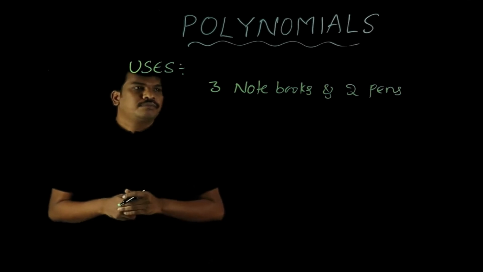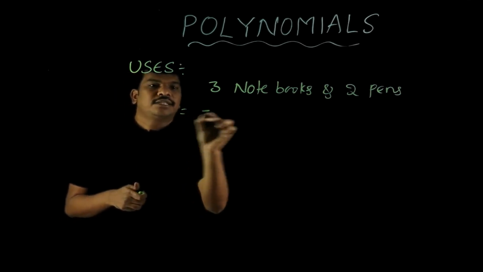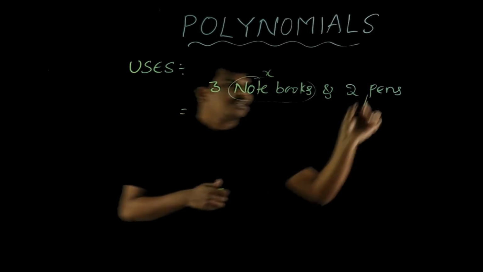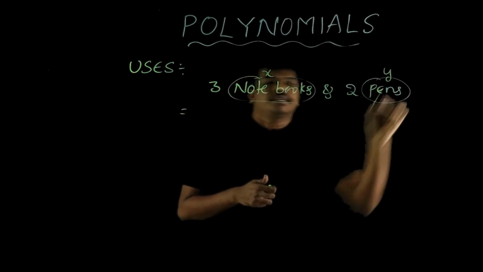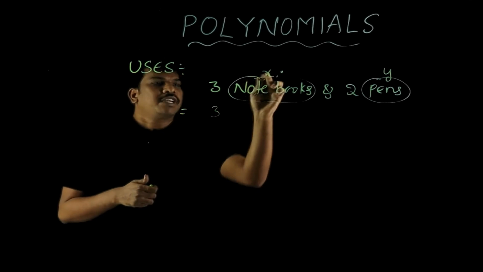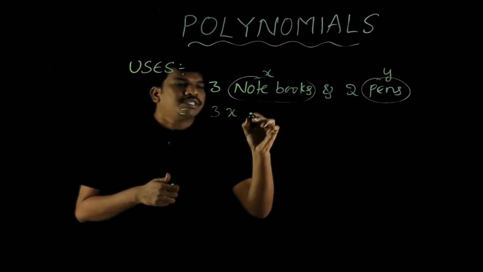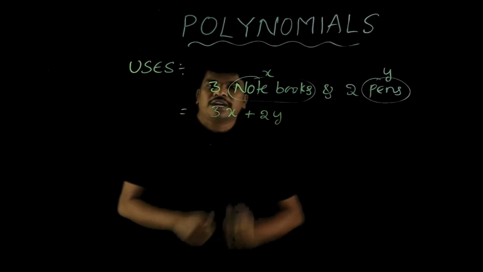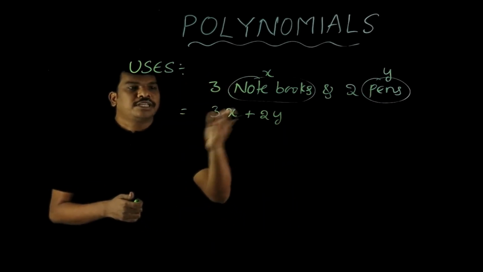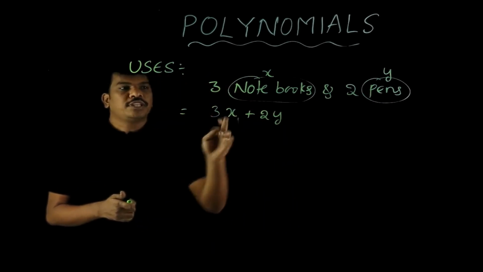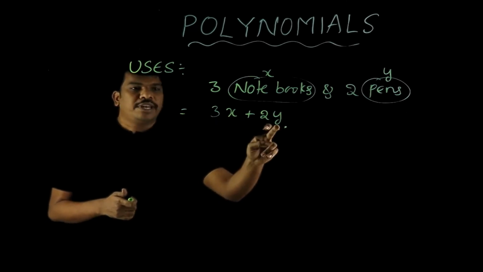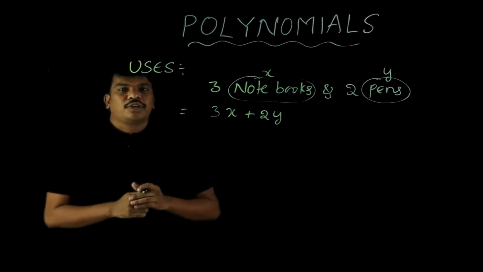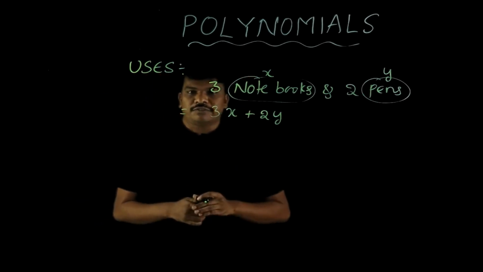Without seeing the price list, by letting the cost of a notebook be x and the cost of a pen be y, I can get 3 times x, that means 3x, plus 2 times y, that means 2y. That means you are ready with an algebraic expression 3x plus 2y. By substituting the value of the notebook and the pen, we can get the final bill. This is the way we use polynomials in day-to-day life.